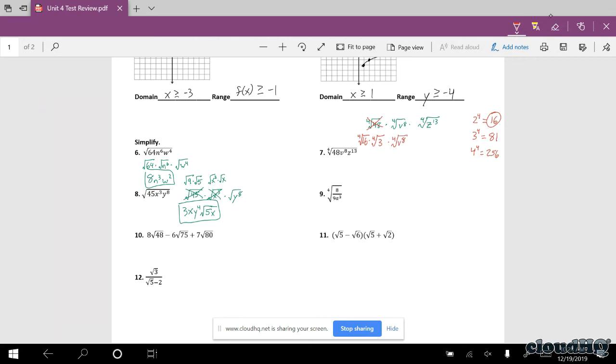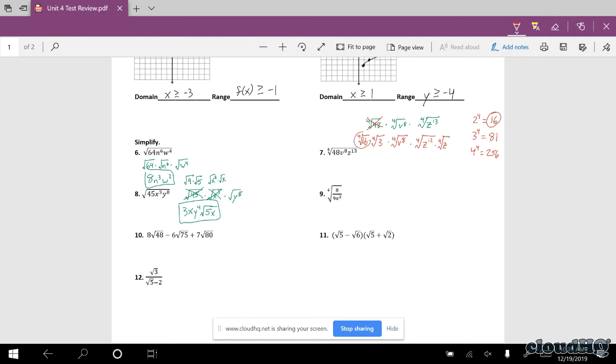What about the z's? Is 13 divisible by 4? No, so let's break it apart. What can I use? 4 goes into 12, right? And so how many z's will I have remaining? 1. There'll be 1 z left over. Notice all of these are still 4th roots. That doesn't change. But some of these can simplify.